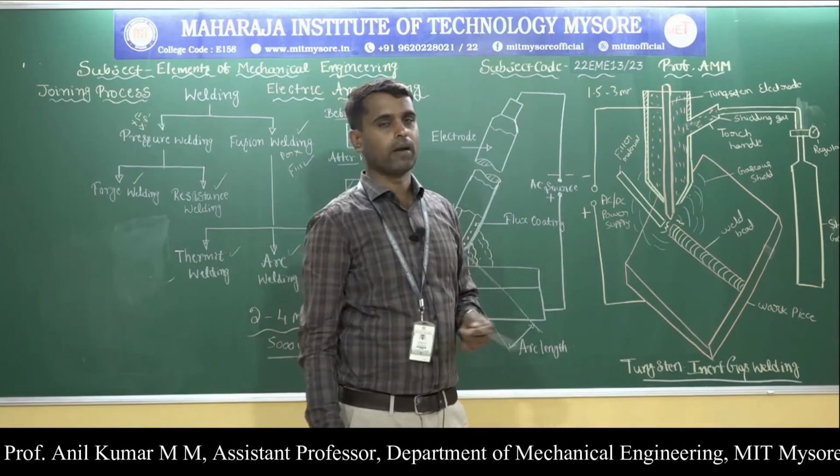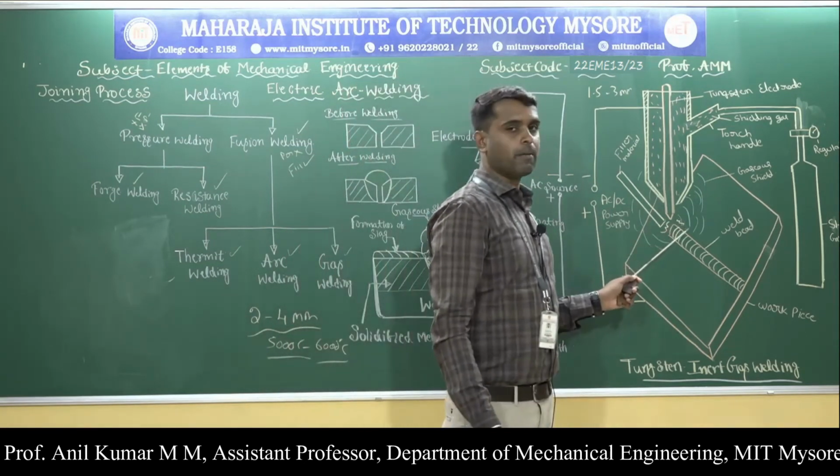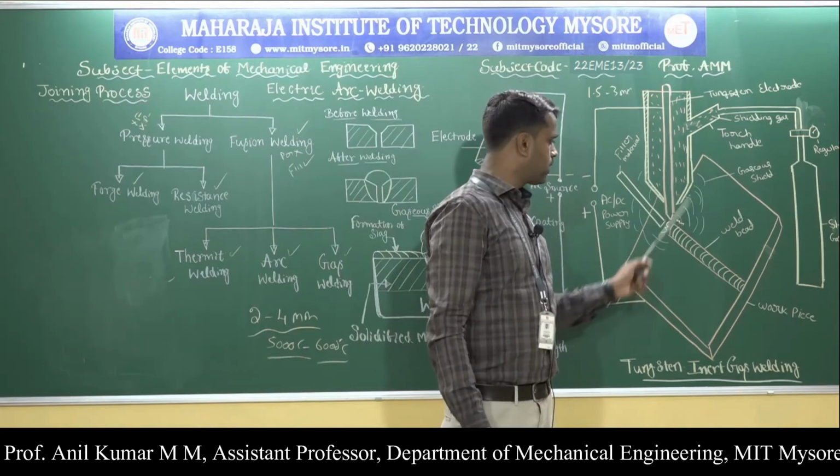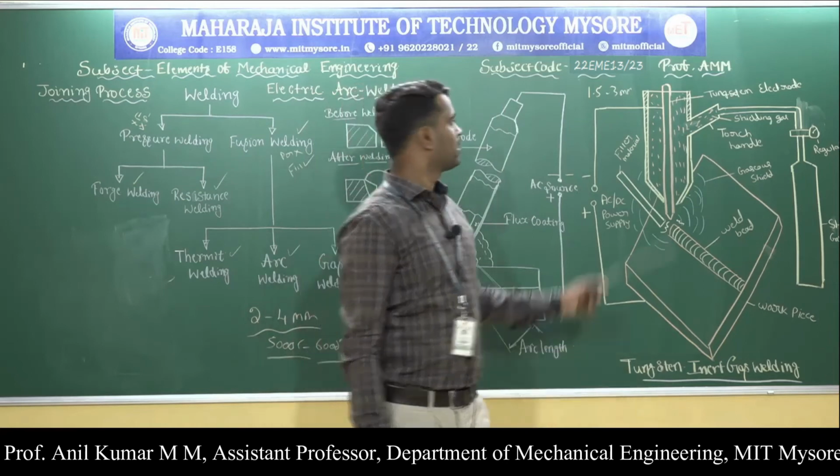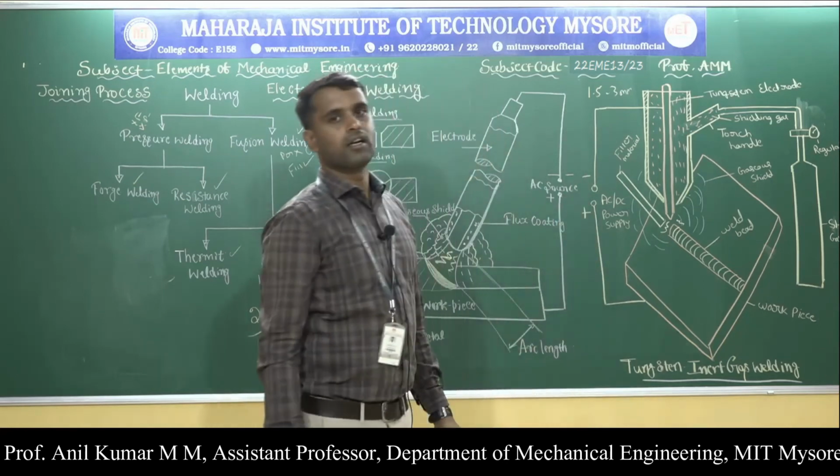So to prevent that molten metal from reacting, the inert gases will be supplied. These inert gases form a gaseous shield and protect the molten metal from the atmosphere. Okay, that is the working principle of tungsten inert gas welding.